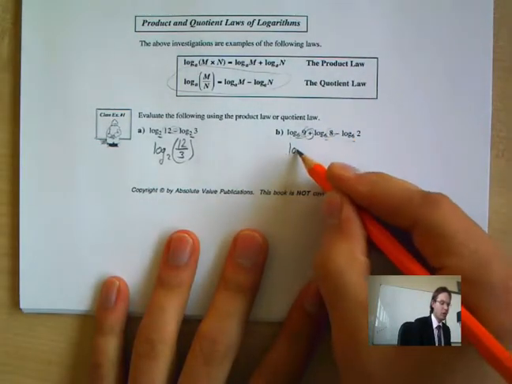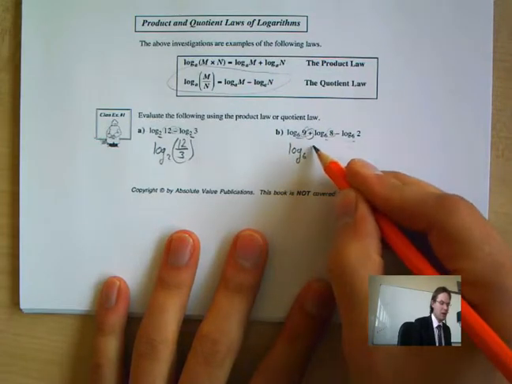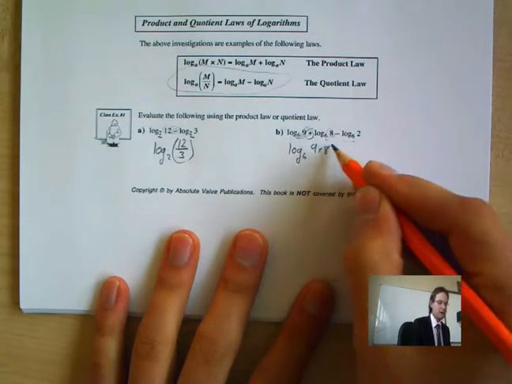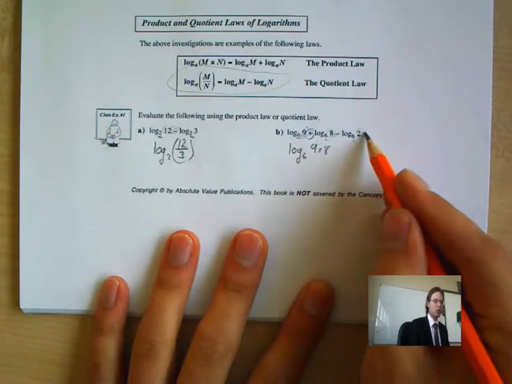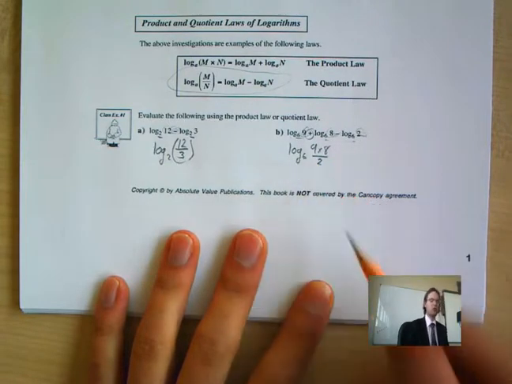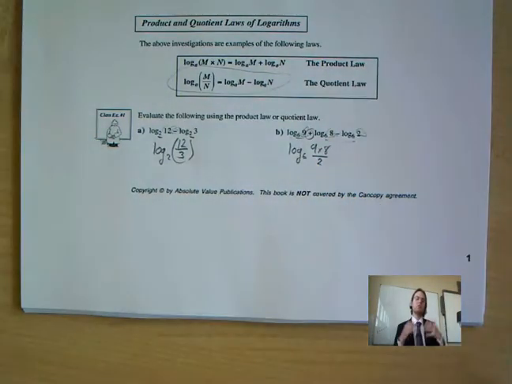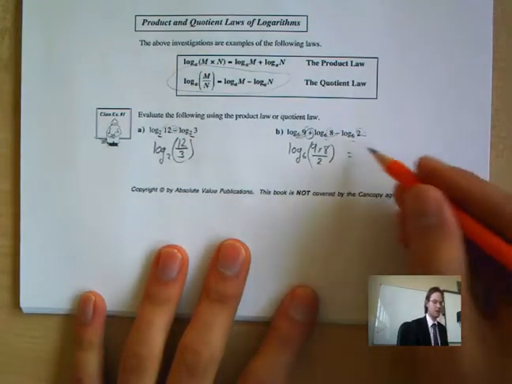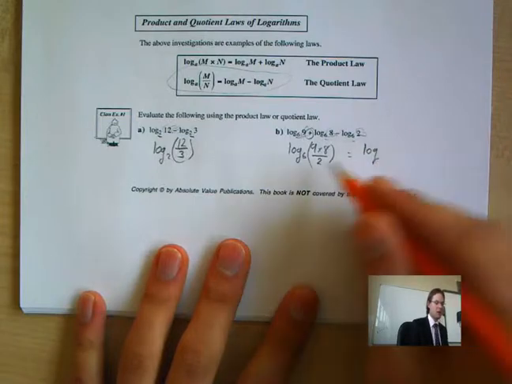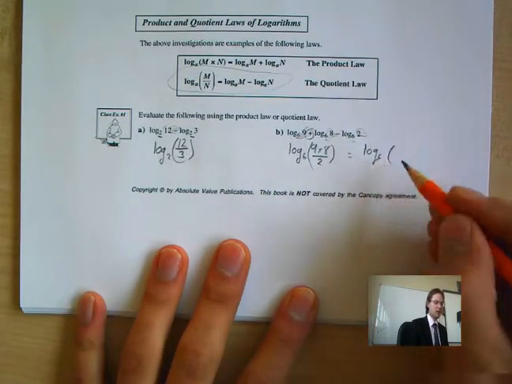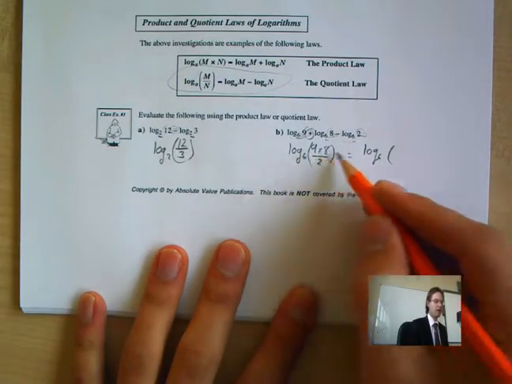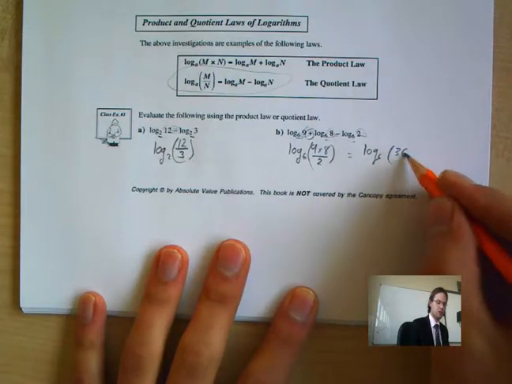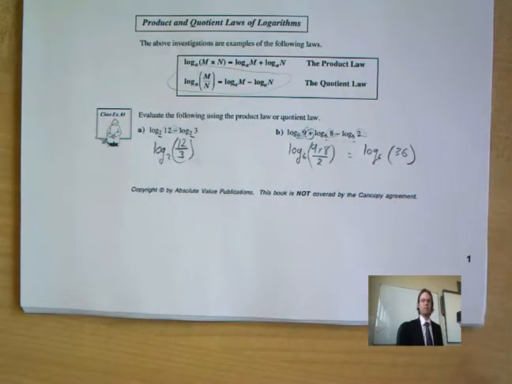So I'm going to have log, it's all in base 6, 9 multiplied by 8. And then we subtract 2. So that means we divide that by 2, because in order to subtract exponents, we must divide. Okay? Well, what does this give me? This is the same as log base 6, and we have 9 times 4 is 36. All right?